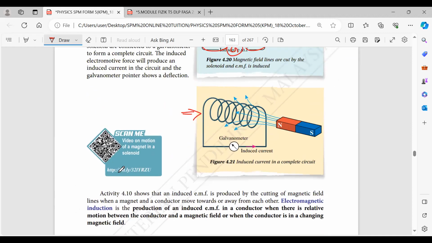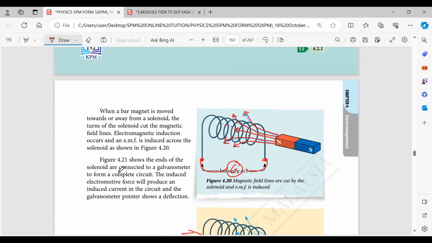So, but it has to be part of a complete circuit. So, in order for the EMF to be induced. See, now I will explain to you how to identify the direction of the induced current. Okay, so over here, we don't know the direction of the induced current.